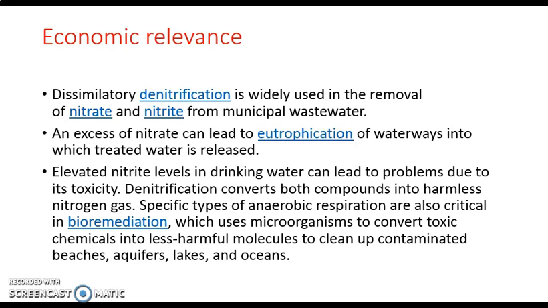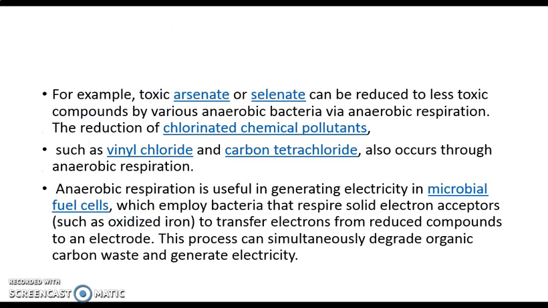For example, toxic arsenate or selenate can be reduced to less toxic compounds by various anaerobic bacteria. So this arsenate or selenate is highly toxic. They can be converted to a less toxic form by using various anaerobic bacteria through anaerobic respiration. And the reduction of chlorinated chemical pollutants such as vinyl chloride and carbon tetrachloride also occurs through anaerobic respiration.